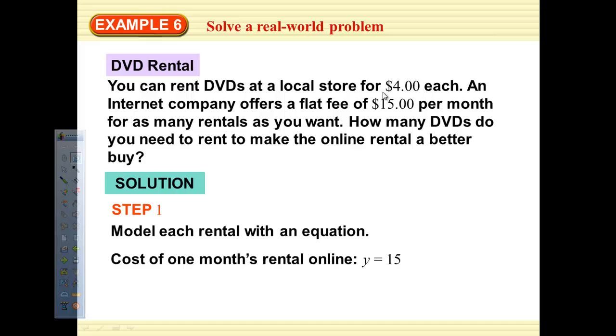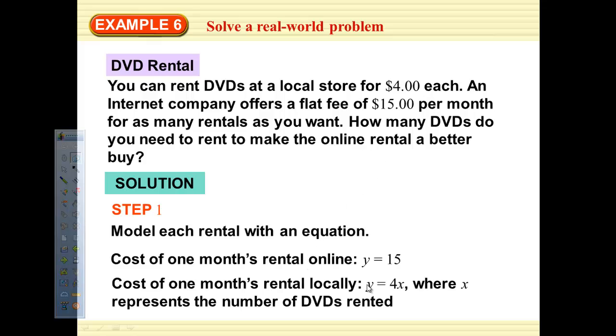The second one, for $4 per DVD, we would need to change based on the number of DVDs we have. So our equation in this case would look more like y equals 4x, where y is the total cost for 1 month, and 4x represents how much it would cost per DVD. If it's $4 per DVD, we multiply that times the number of DVDs rented, which is our x.